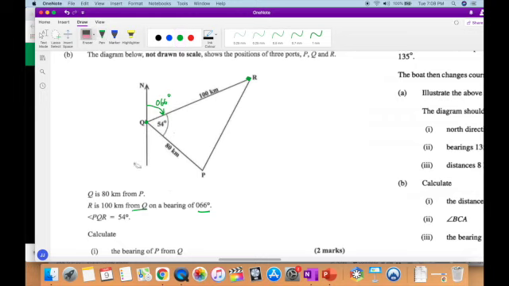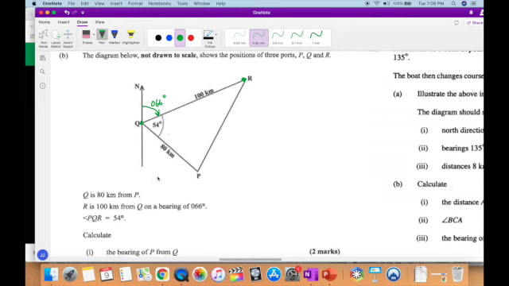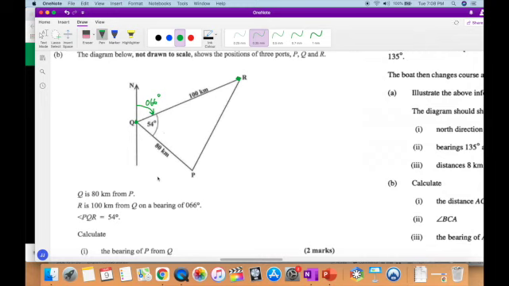They gave us that angle, and they didn't include it in the diagram because they wanted you to be able to identify where to put it. And of course, the angle PQR is 54 degrees. So calculate the bearing of P from Q. 2 marks. What's the bearing of P from Q?